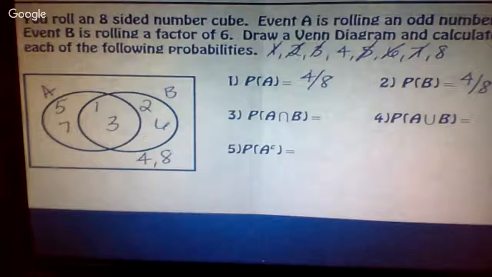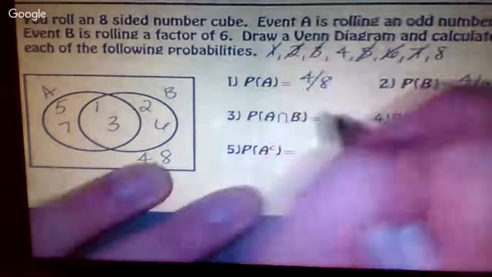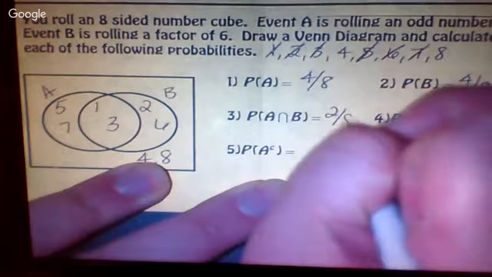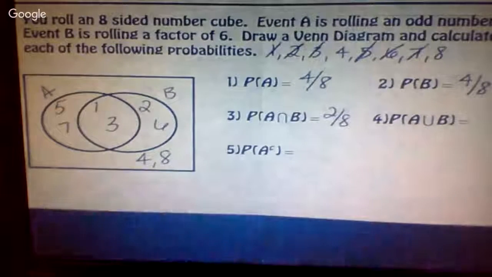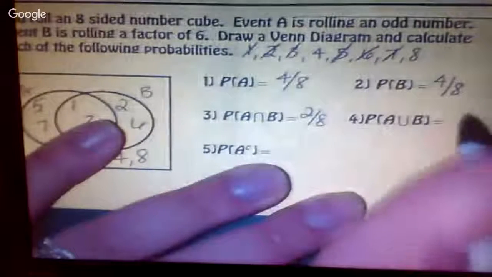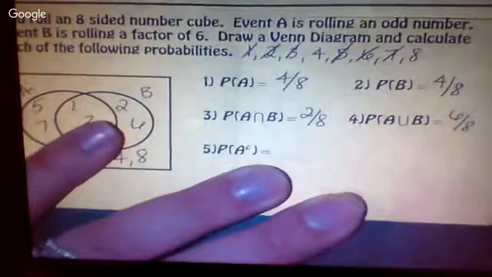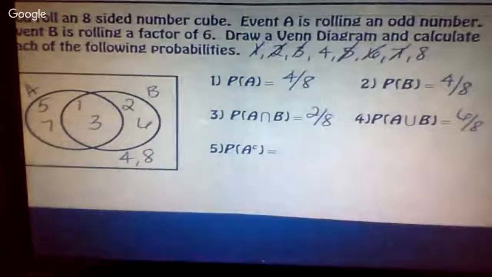That's not fair. Probability of A intersect B. 2 out of 8. Good. 1 and 3 is my intersection. The probability of A union B. 6 out of 8. Good job, y'all. And what about the complement of A? 4 out of 8. Fantastic.